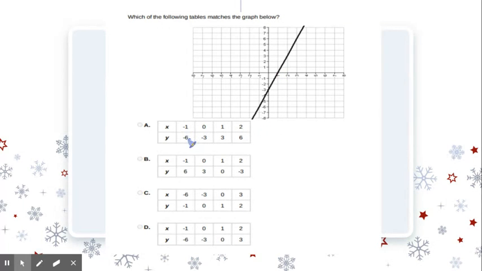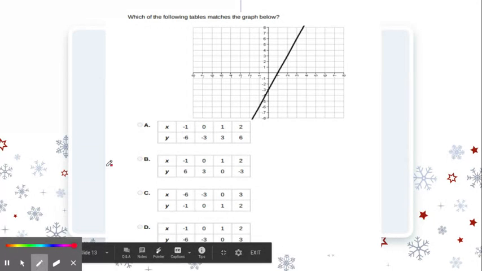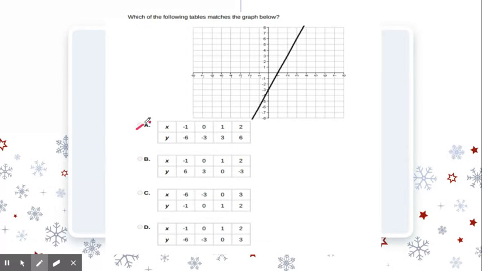-1, -6. That's not right because 0 should be with -1, right? -1, +6. That's not right. Okay, that one doesn't even have a -1. -1, -6. Okay, so it's going to be C if we look at that. So let's look and see if these points match up. -6, -1. So let's see. -6, -1. That doesn't make sense. So that's not right. So let's look through this again.